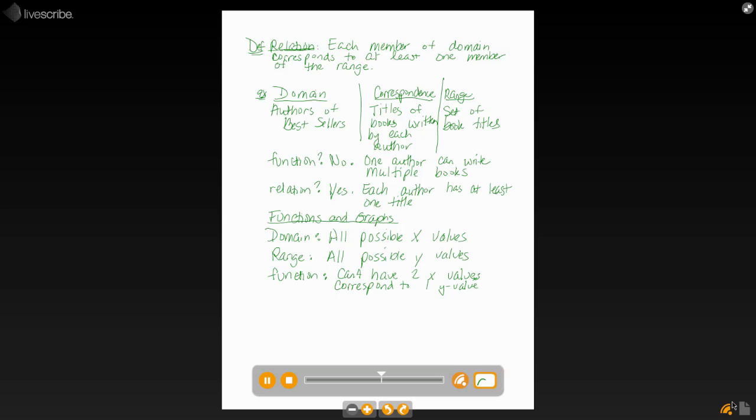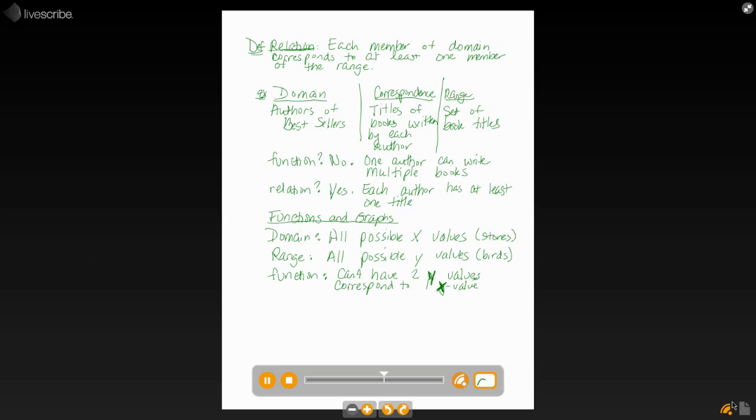Right? Because x values are your stones, y values are your... wait, you can't kill 2 birds. I'm so sorry. Can't have 2 y values correspond to 1 x value. My bad. Right? All possible x values, those are your stones. All possible y values, those are your birds. Okay? So you can't kill 2 birds, 2 y's, with 1 stone, 1 x. Better? Okay.